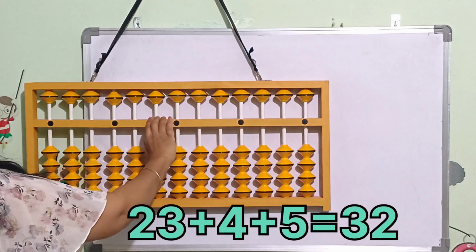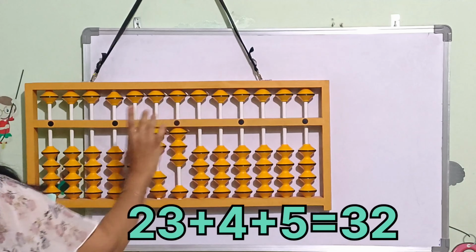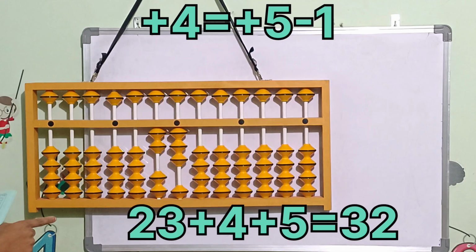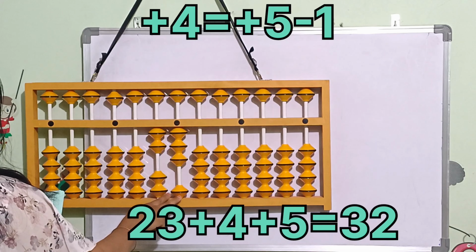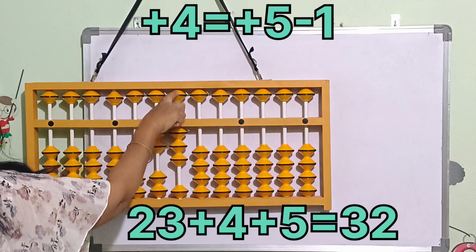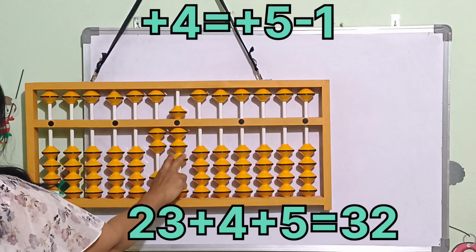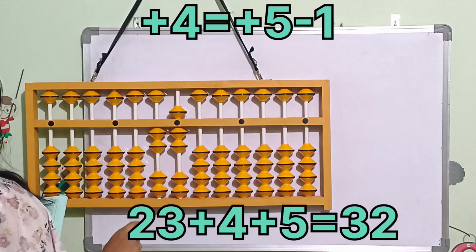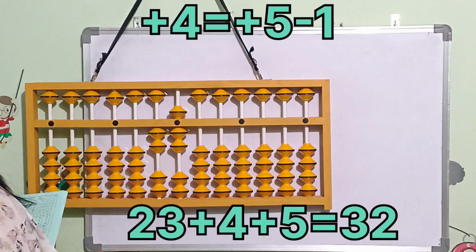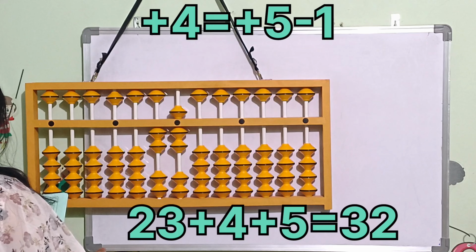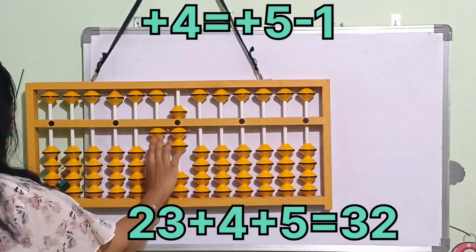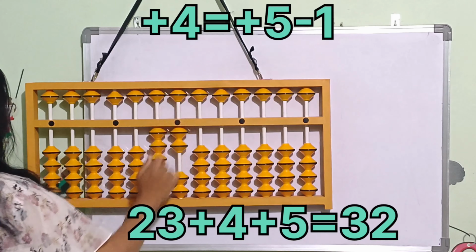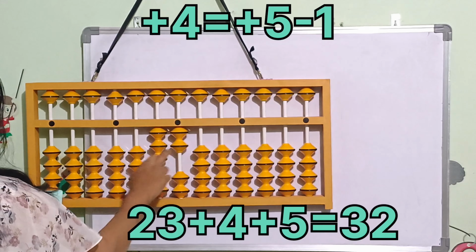Add 23. Our first question is add 23. Add 4. For add 4, what we have to do? Add 5 less 1. So 4 is added here. Then we have to add 5. Add 10 less 5. Answer is 32.